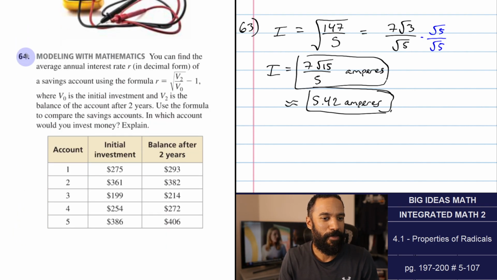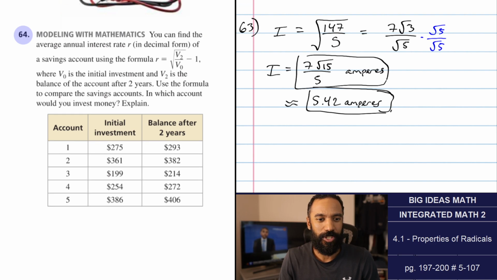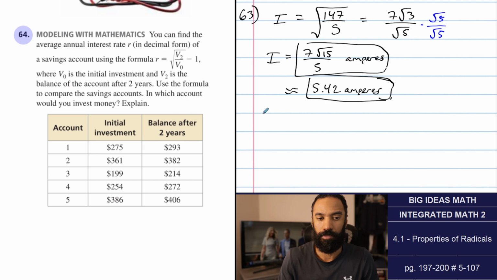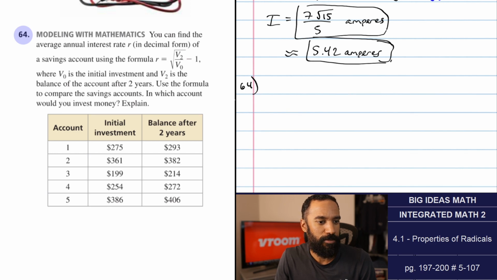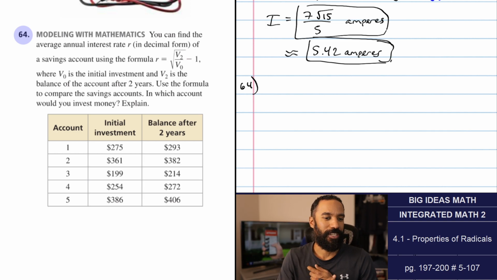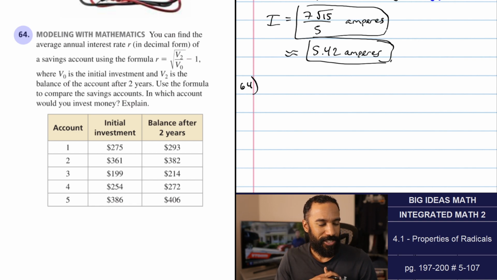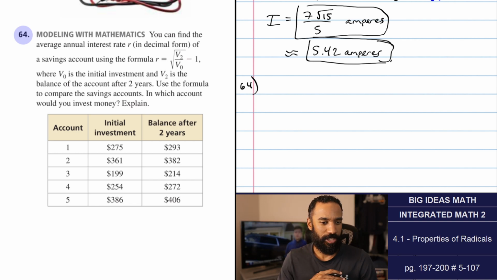All right, more modeling with mathematics. You can find the average annual interest rate in decimal form of a savings account using this formula, of which I wasn't aware. I'm sure it's just a rewrite of the other formulas I do know. V naught is the initial investment, and V sub 2 is the balance of the account after 2 years. Okay, then I do understand this formula, actually. I just don't write it this way. Use the formula to compare the savings accounts. In which account would you invest money?